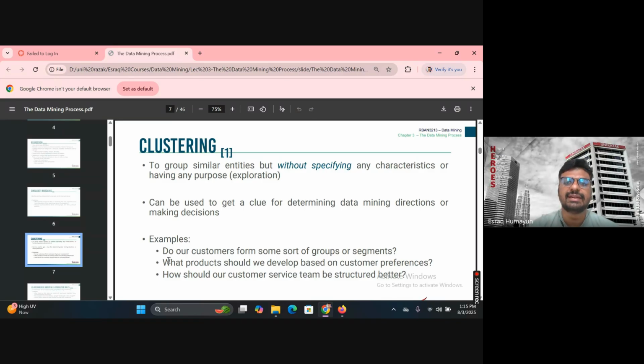Clustering groups similar entities without specifying any characteristics or having any purpose. It can be used to get a clue for determining data mining direction or making decisions. Do our customers form some sort of groups or segments? What products should we develop based on customer preference? How should our customer service be structured better?